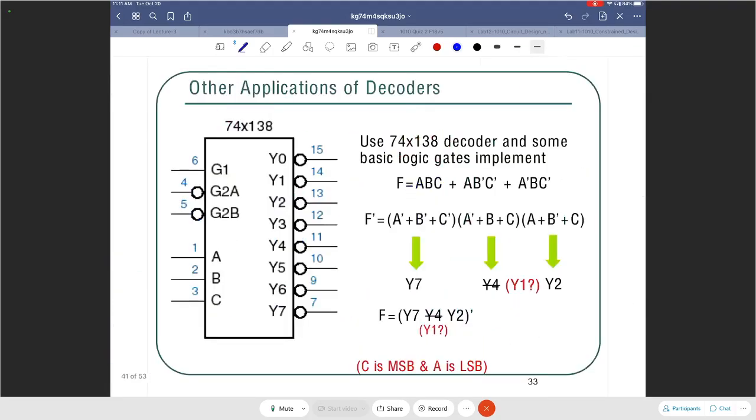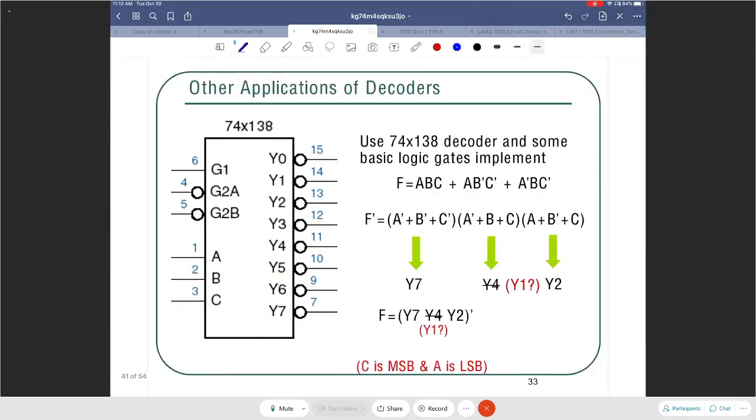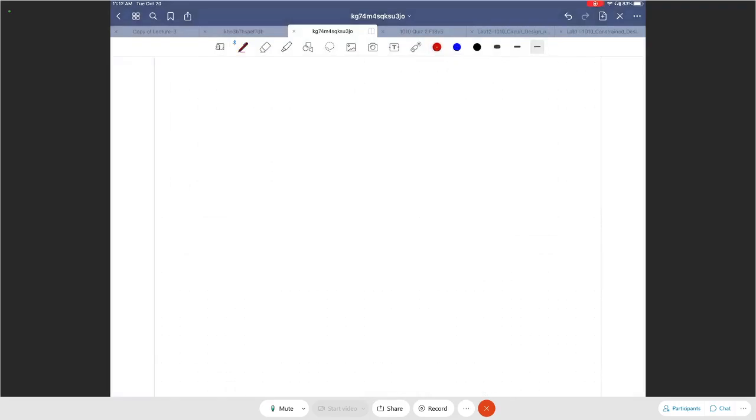Let's move on to applications of decoders. Actually, before this, I want to make a quick note. So I want to list out the ways we have seen how to synthesize logic functions. So let me write the question here: how to synthesize logic functions.